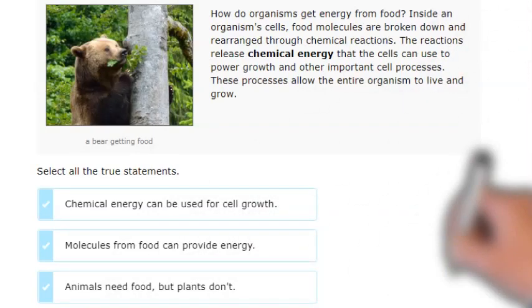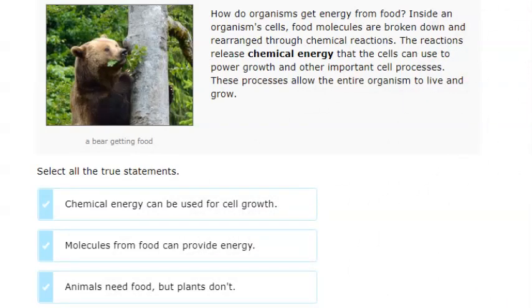How do organisms get energy from food? From inside an organism's cells, food molecules are broken down and rearranged through chemical reactions. The reactions release chemical energy that the cells can use to power growth and other important cell processes. These processes allow the entire organism to live and grow.